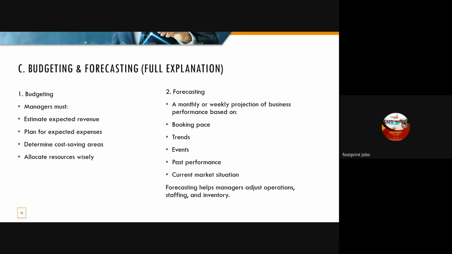Booking pace, trends, what is happening around the space, events. Do you have any bookings, or are you connecting to other managers to help you bring events? Then past performances during this period, like in Akwa Ibom now, this period is the Christmas village, whatever.